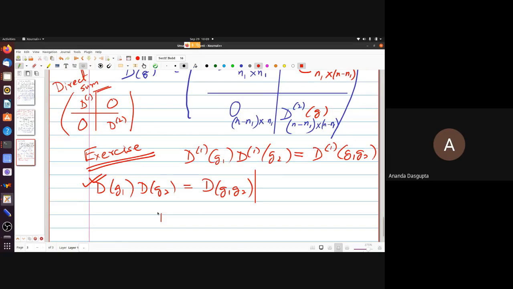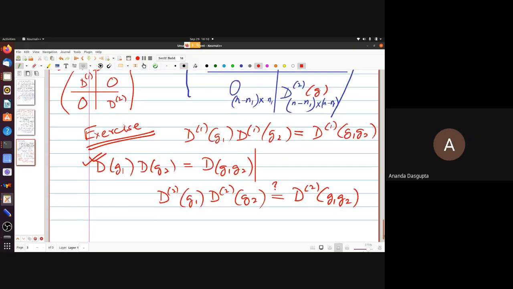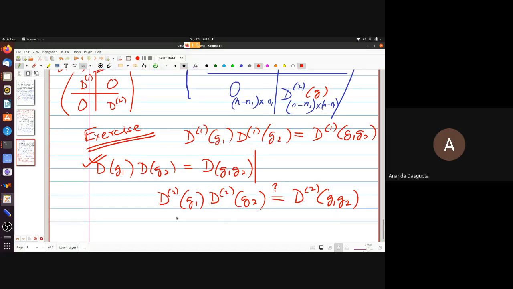But what can you say about D2? What is this? This is something which is easy to work out just by using the block form of the matrices. But I will leave you to worry about or work this out. This is what follows, that both D1, D2 actually give you representations of smaller dimension, N1, one with N1 by N1, the other with N minus N1 by N minus N1.